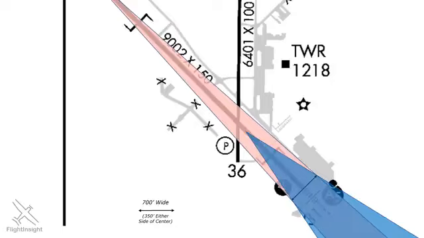This means that the width of the localizer course a given distance away is not fixed. It's dependent on the length of the runway. And the only constant value is the 700-foot width at runway threshold.